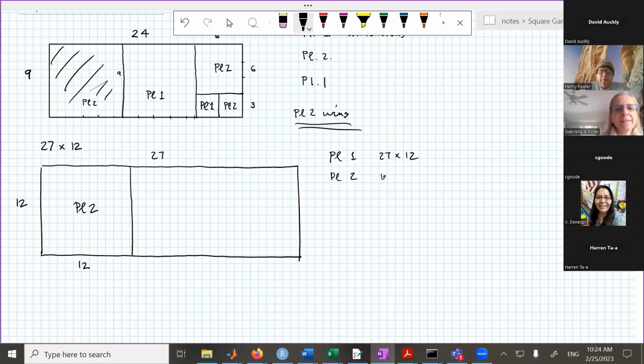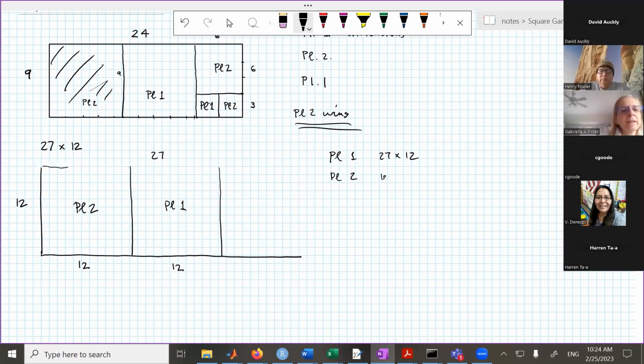Okay, so player 1 can still draw in a 12 by 12 square, right? So this is 12. And maybe my drawing is not very nice here, because what is left after that was 27 length. So what's left is just 3 here. So what's the next move for player 2? 3 by 3. 3 by 3, right?